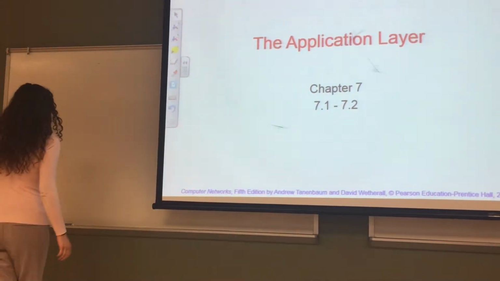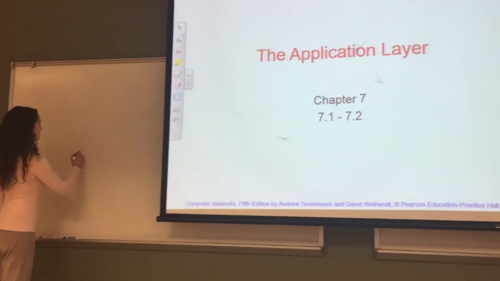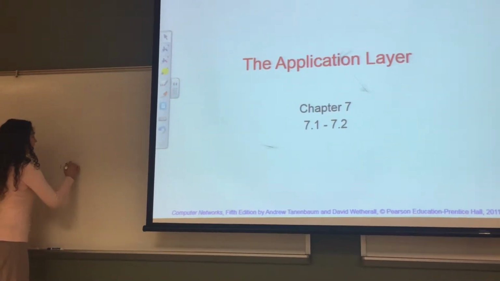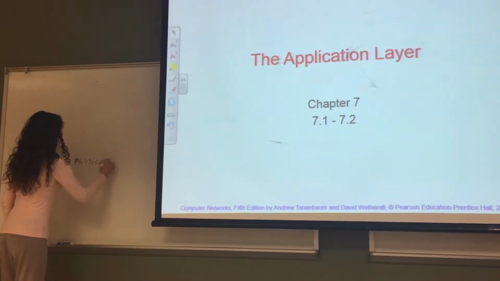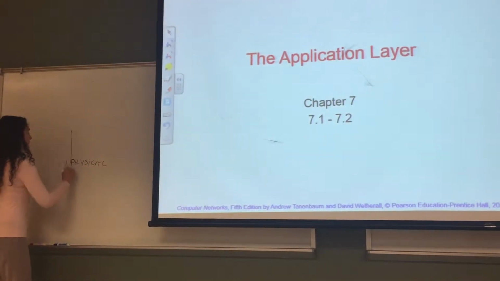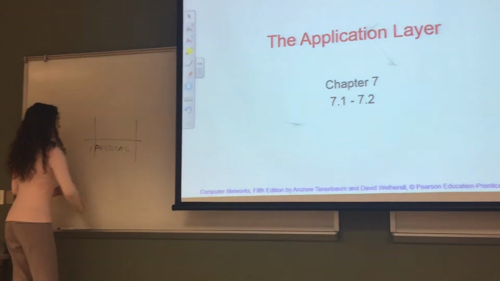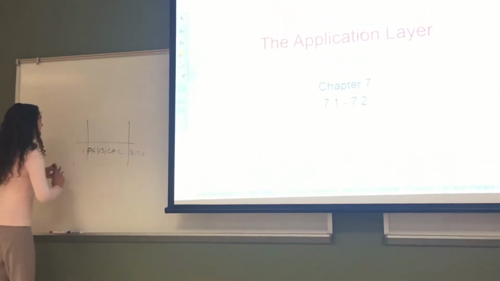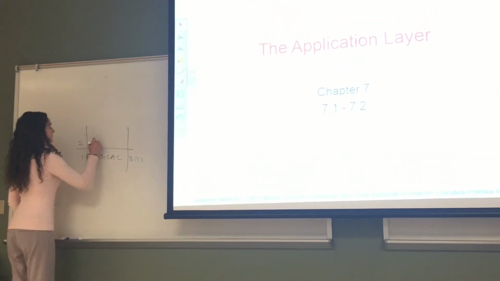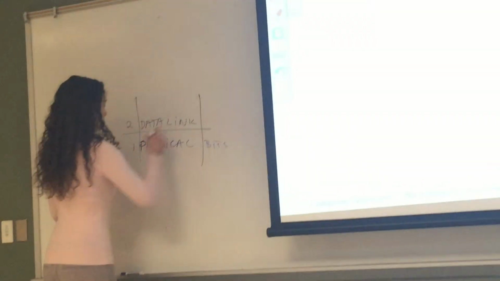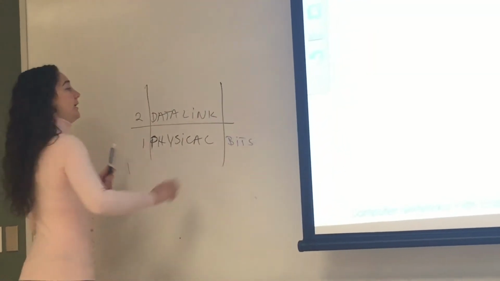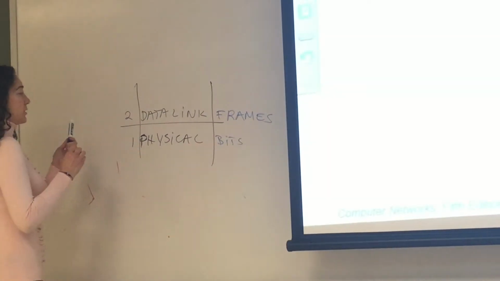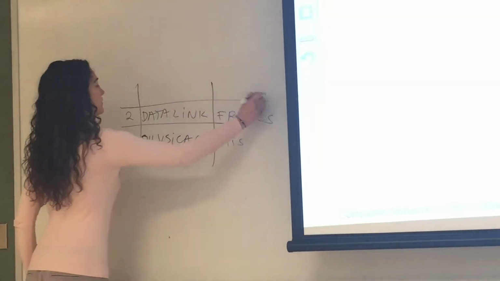In our network model, the first layer we saw was the physical layer. In the physical layer we had bits. The next layer was data link. In the data link layer we created frames to give some structure to the endless stream of zeros and ones.